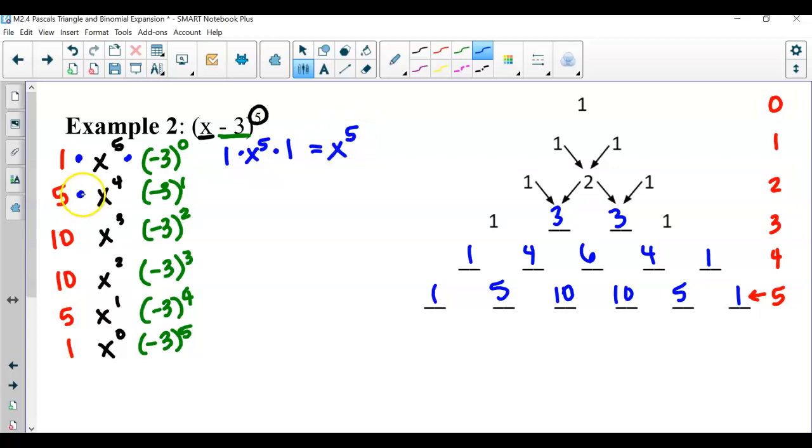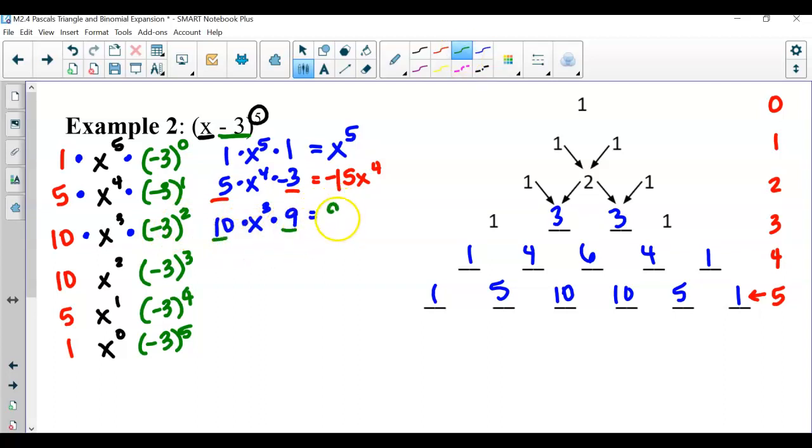Then here I've got 5 times x to the fourth times -3 to the first. So that's 5 times x to the fourth times -3, which here 5 times -3, -15 times x to the fourth. Then next up we have 10 times x cubed times -3 to the second power. So I've got 10 times x to the third times -3 squared is +9. Then here we've got 10 times 9, which is 90x cubed.